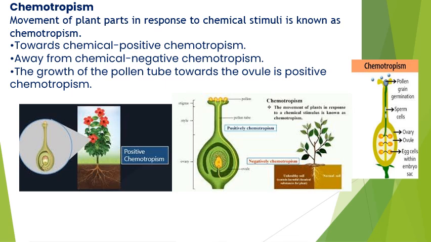Chemotropism is very essential for the growth of a pollen tube towards the ovule, including fertilization, as I told you just now. Root growth towards nutrients is also essential. And negative chemotropism is essential for avoiding harmful substances in the soil. So that is why it is very important to understand chemotropism. I hope you got it. Let us move on to the next slide.